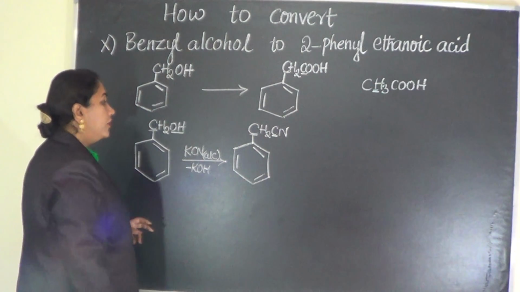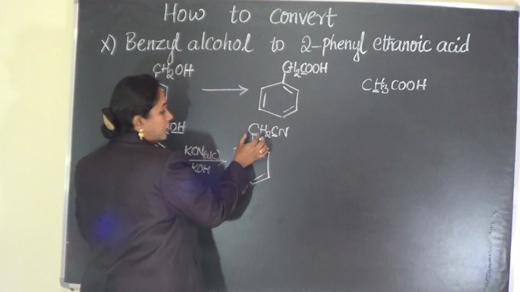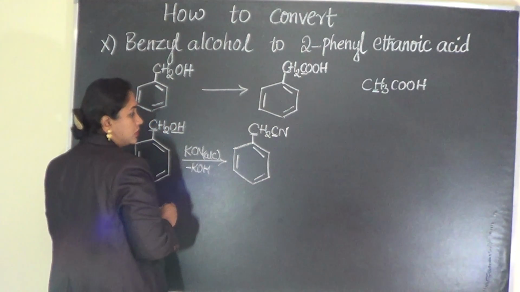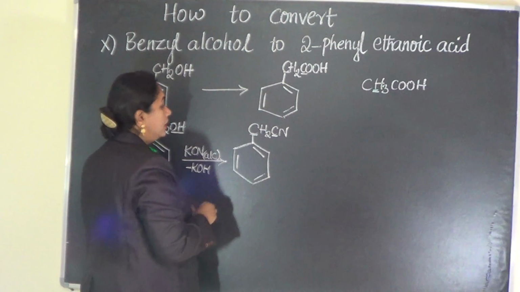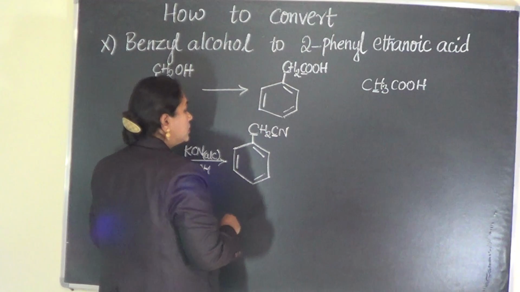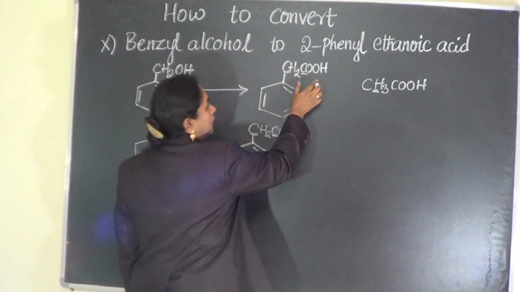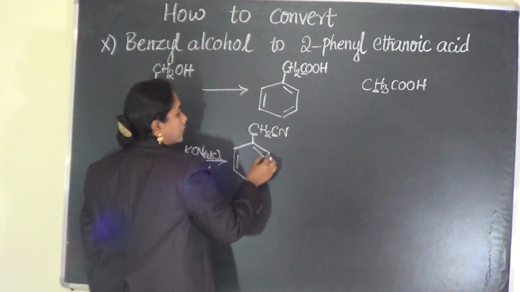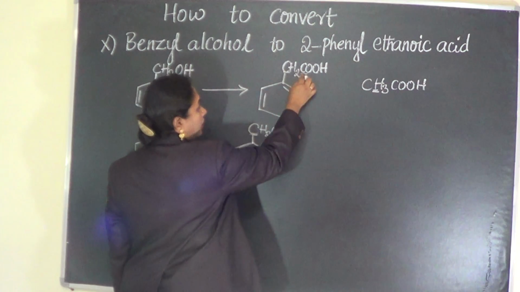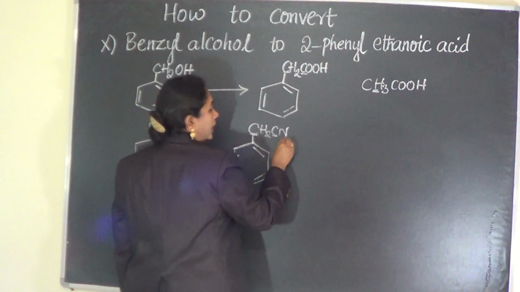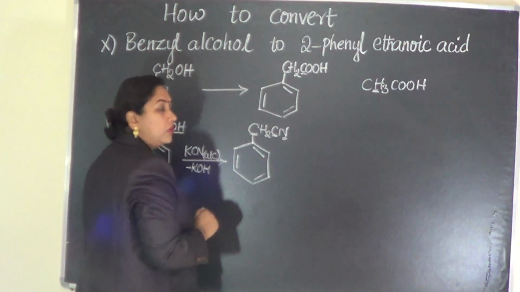Now what is the name of this compound? This is cyanomethane, to which the phenyl group is attached. So therefore phenyl cyanomethane can be the name of this compound. Next, this has to be now converted into 2-phenyl ethanoic acid. So we want CH2 in the same position. Instead of CN, we want COOH. Now how can we bring about this?